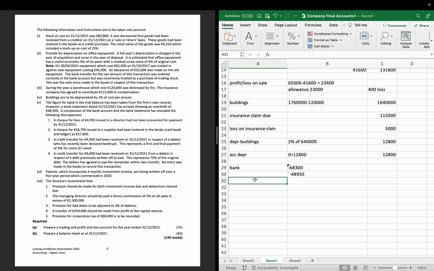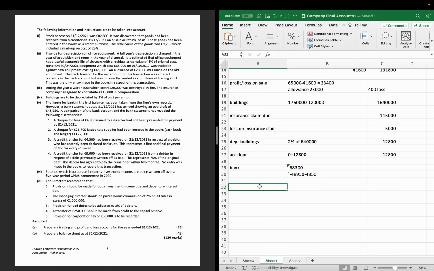So the first one is a check for 4,950 issued to a director and not yet presented for payment. So it's in our accounts. It's in this 48,300 because we gave them the check. We know about it. But if it hasn't been presented for payment, then the bank don't know about it. So you just put it in that. You don't have to worry about any other payment because it's in our accounts. Now the other three you will.